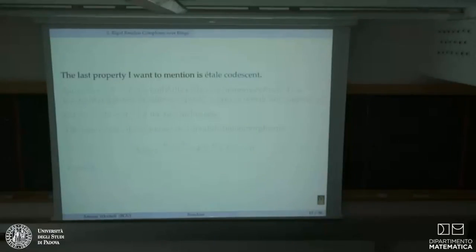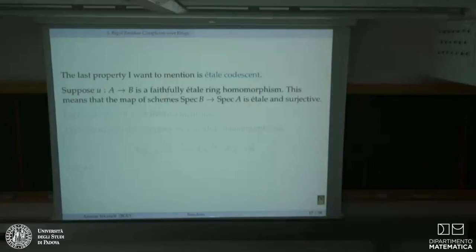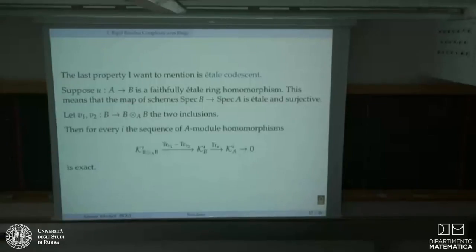Okay, the other property that will be needed is a strange property called étale codescent, which looks like this. So suppose I have a homomorphism from a ring A to a ring B, which let me call faithfully étale. So it's faithfully flat plus étale. In other words, on the spectra a surjective étale homomorphism. And now the two projections correspond to two injective ring homomorphisms from B into the tensor product. And the assertion is that the following sequence is exact.